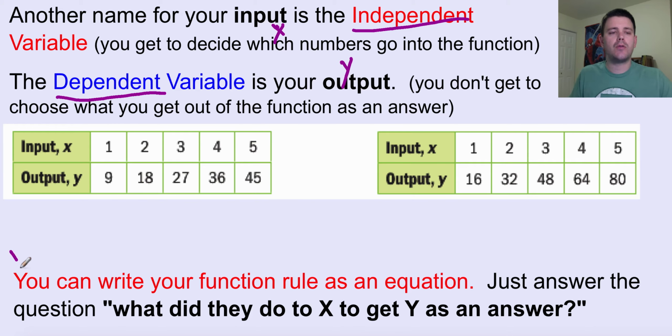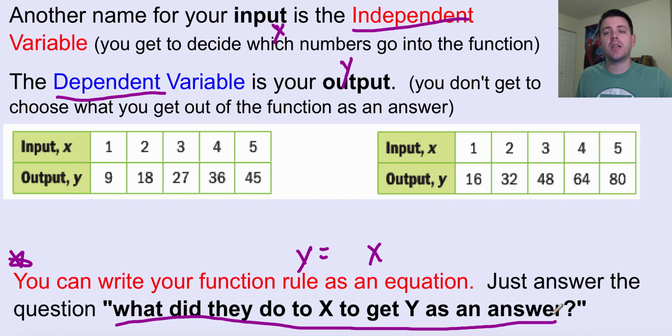Here is our focus for today. We want to be able to write each of these functions, each of these rules, as an equation, which means it's going to look something like y is equal to something involving x. But basically, a good way to think of it is, what did they do to x to get to y? What's our rule? We're just going to write it in kind of a formal fashion.